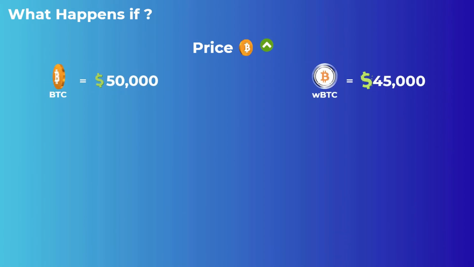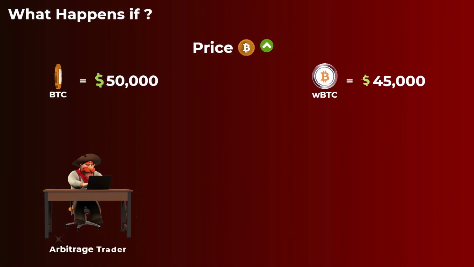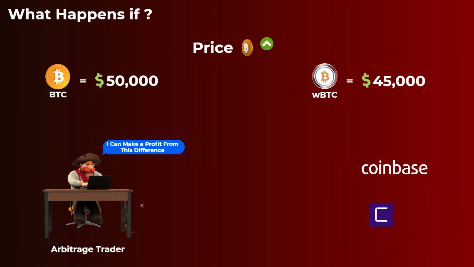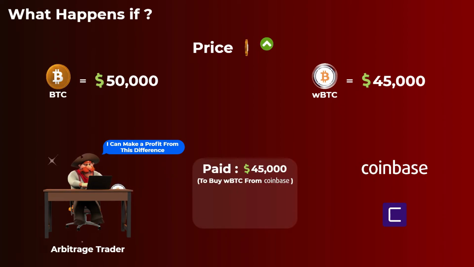Now, to answer this question, let's see what will happen if the price of Bitcoin rises to $50,000 and the price of wrapped Bitcoin on the market stays at $4,000 to $5,000. First, many traders will notice that they can make a profit from this situation. So, a trader can buy one wrapped Bitcoin from Coinbase at $4,000 to $5,000 and then go to a merchant and request to unwrap this one wrapped Bitcoin he bought.